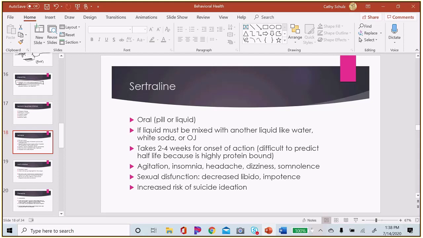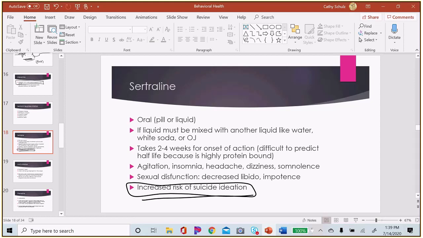Some side effects that can occur, I guess this is more of an adverse effect, always a risk of increased suicidal thoughts, suicidal ideation, especially when first starting the medication, especially in adolescence. And then some people have dizziness and somnolence, and some people are agitated and have insomnia. So it depends on how the person reacts to it. If it makes them more sleepy, then it's probably best to take it before bed. If it makes them more awake, then it's best to take it in the morning.